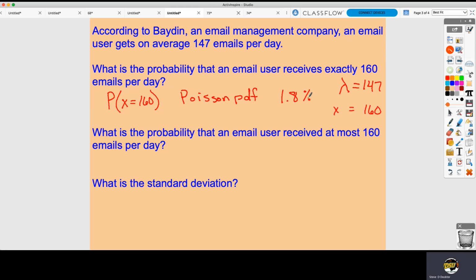Okay, it is pretty low. We're going to see why in just a minute when we figure out what the standard deviation is. We should be able to figure that out. For the next one, what's the probability that an email user received at most 160? If we set this up the way we did up above, that's going to be the probability of X. Is it going to be greater than or less than, at most 160?